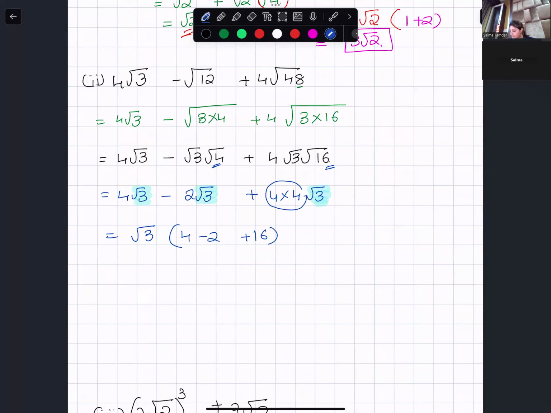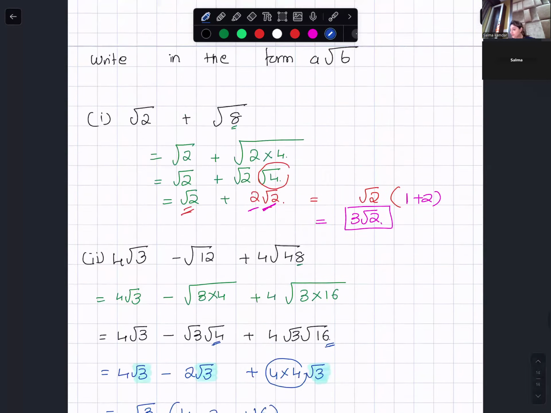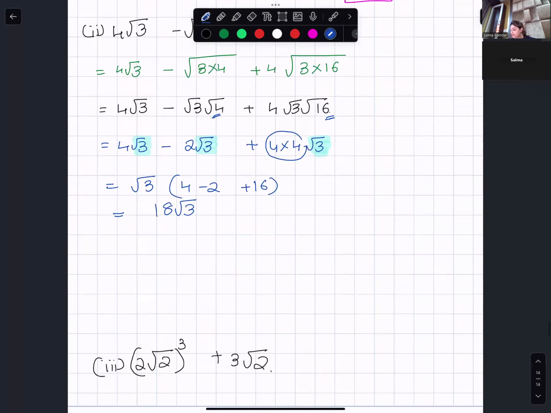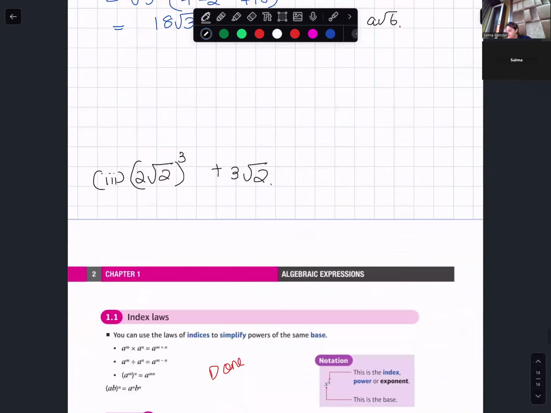So this becomes 18 root 3. I have to expand, I have to put it in the form of a root b. So I have put it in the form of a root b. Okay. Let's take the next one.